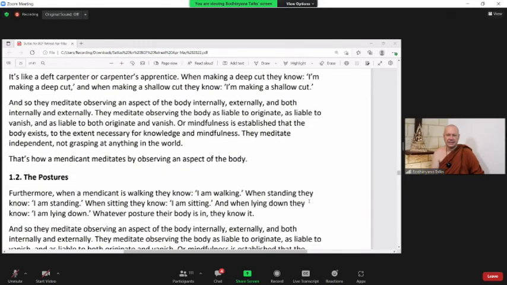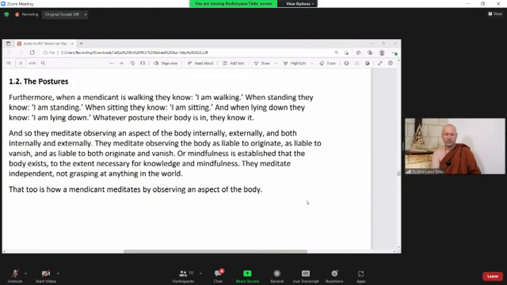And this is, as we have seen before, the four postures. So I'm going to just read it out very briefly again. Furthermore, when a mendicant is walking, they know I am walking. When standing, they know I am standing. When sitting, they know I am sitting. When lying down, they know I am lying down. Whatever posture their body is in, they know it. And then you have the same refrain as we had before, external, internal, origination and vanishing and all of that.